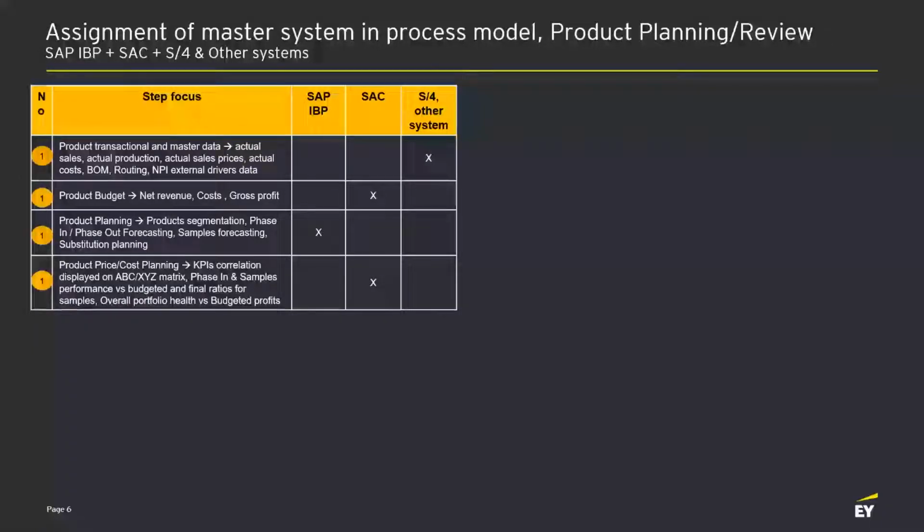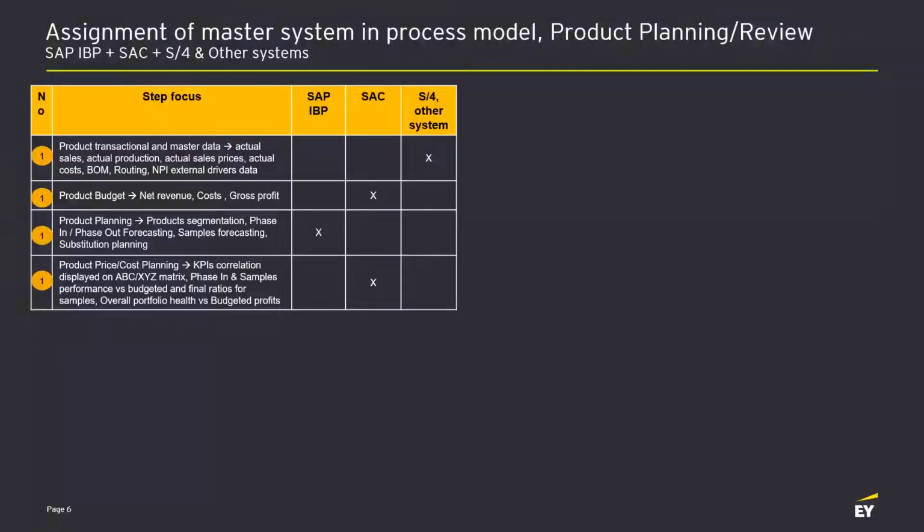For the transactional data, we would be using S4 or another ERP solution. For the budget, it would be SAC because we would do the budgeting directly there. For the product planning segmentation, we would use SAP IBP because it has strong functionality there, but also for the assessment of portfolio health, some planning of financial elements related to product introduction, maybe even a new product implementation, sales price calculation, or new product implementation costing, could be done directly in SAC.